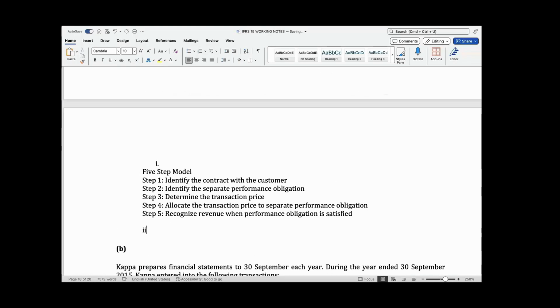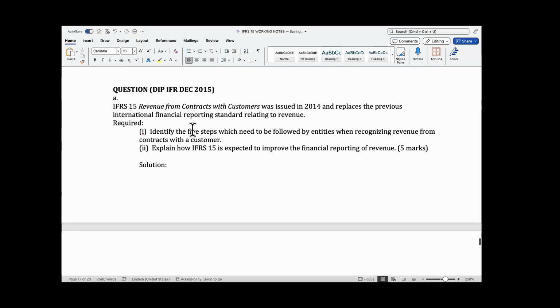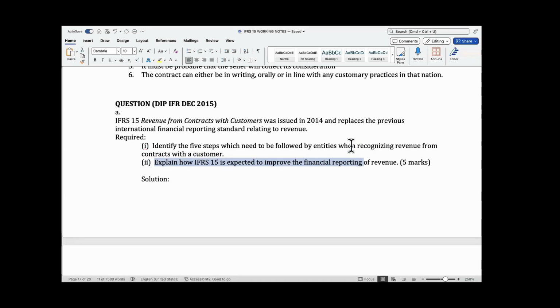Now let's go to this question. This one is saying explain how IFRS 15 is expected to improve financial reporting of revenue. Can you try this also? To me, it enables revenue to be recognized appropriately, as in to recognize the true revenue. Okay, that's a good trial.